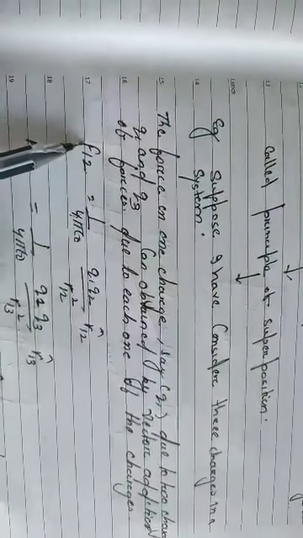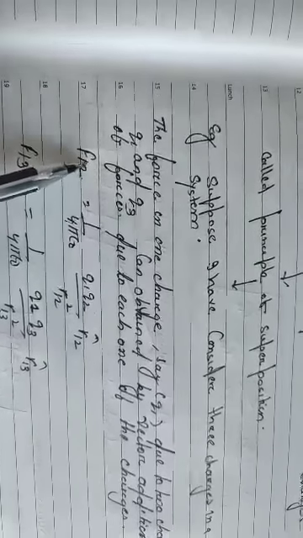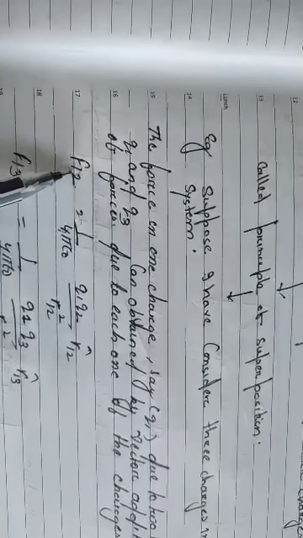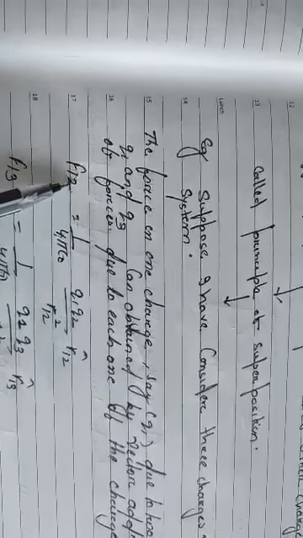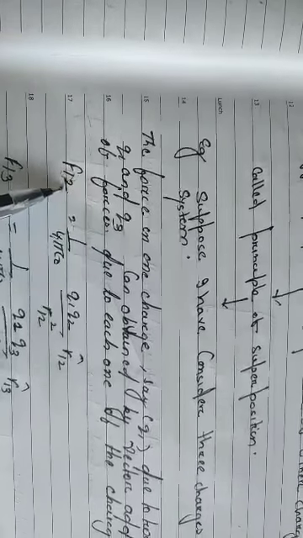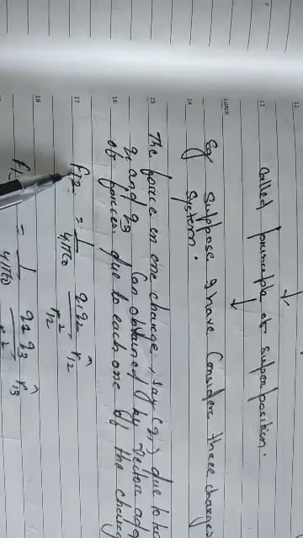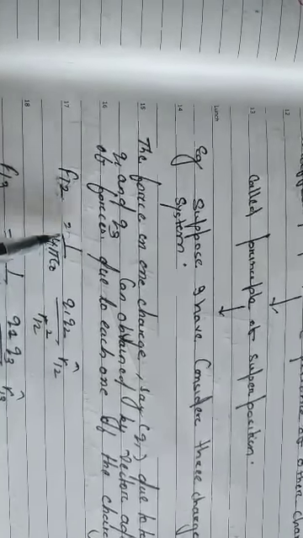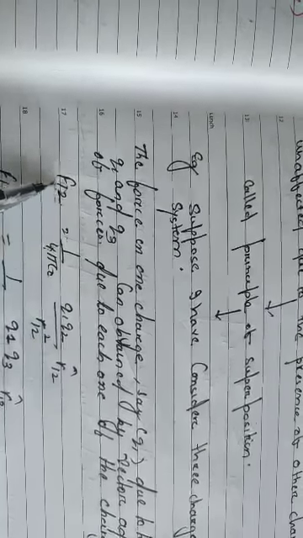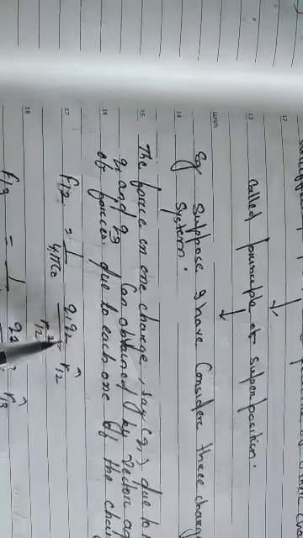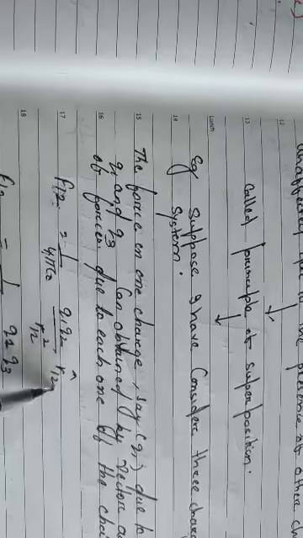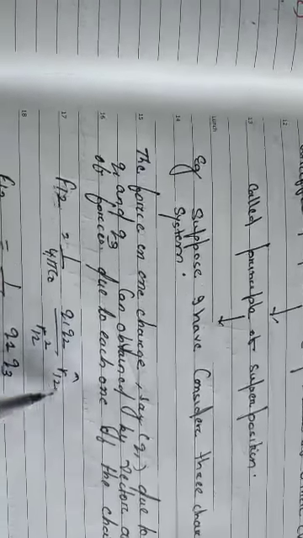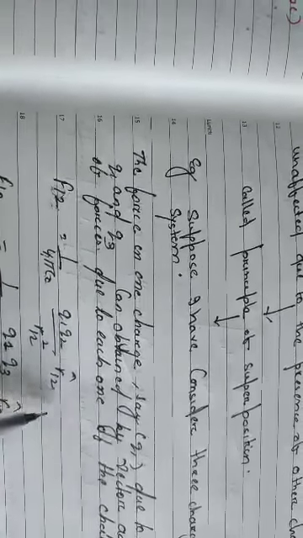See the equation. Here what I have written, students, is F12, where 1 represents the first charge. The first charge experiences a force due to the second charge. I repeat: the first charge experiences the force due to the second charge, that is equal to 1 by 4 pi epsilon naught. So how many charges? Two charges, students. Q1, Q2, R12 square, and this is R12 cap, a unit vector. Clear? Which represents the direction, as we have read in class 11.